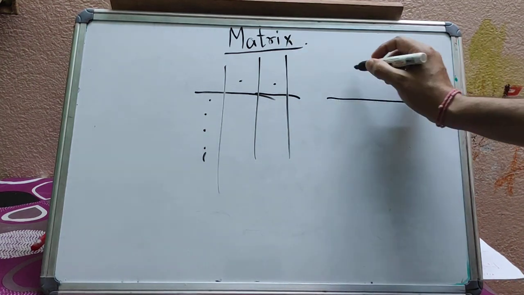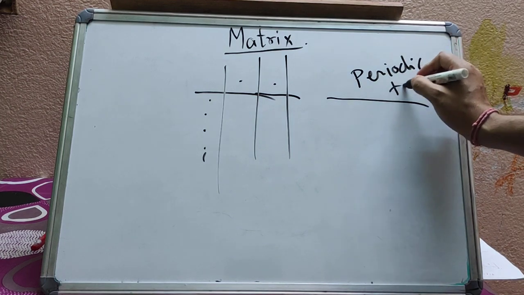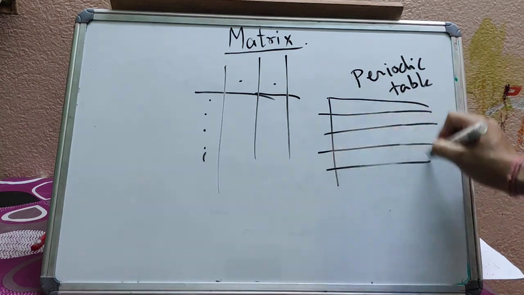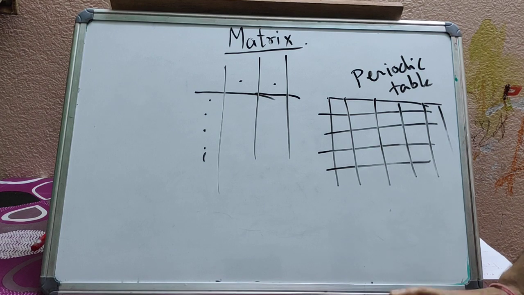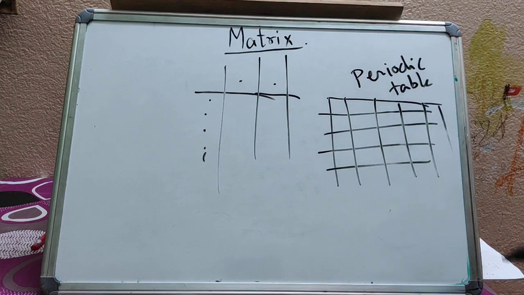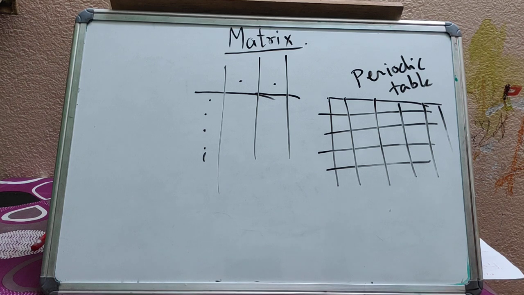Again, suppose your periodic table in chemistry, that is also in a tabular form. There are some rows and some columns there. Again, suppose your class routine, that also has some rows and columns representing the days and the number of periods. So all of these tables in mathematics are called a matrix.